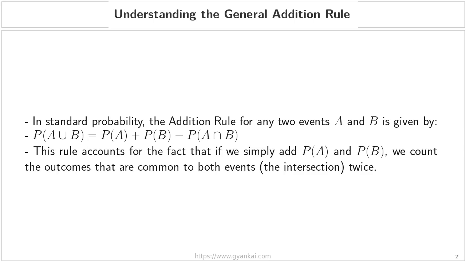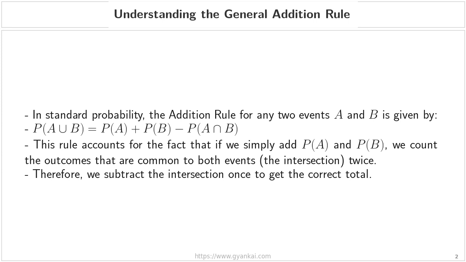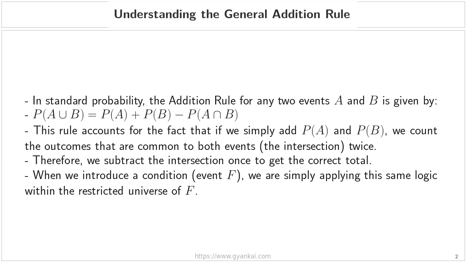Now, you might wonder why we don't just add the two probabilities together and stop there. Well, this rule is designed to account for a very specific issue. If we simply add the probability of A and the probability of B, we end up counting the outcomes that are common to both events, that's the intersection, twice. To fix this and get the correct total, we must subtract that intersection once. As we move into the next slide to see the formal conditional statement, keep this logic in mind. When we introduce a condition, like event F, we aren't changing this fundamental logic. We are simply applying this exact same principle, but we are doing it within the restricted universe of event F.